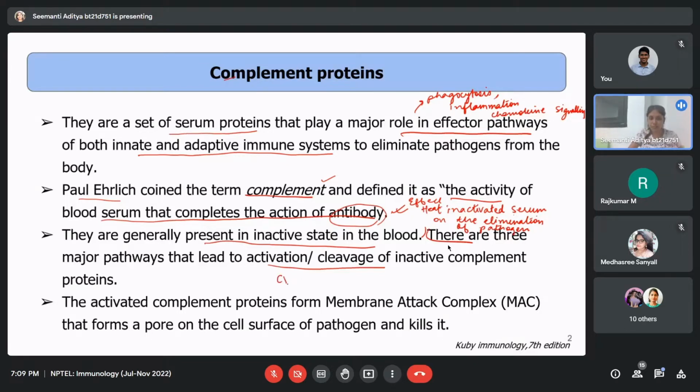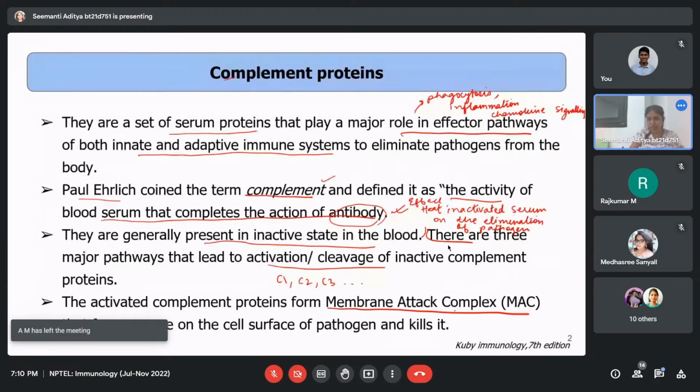So complement proteins are named as C1, C2, C3, etc. And so the cascade of complement proteins gets activated, and then these complement proteins ultimately result in the formation of a membrane attack complex that we denote as MAC. This MAC complex is a cylindrical pore-like structure. It is present on the surface of the pathogen.